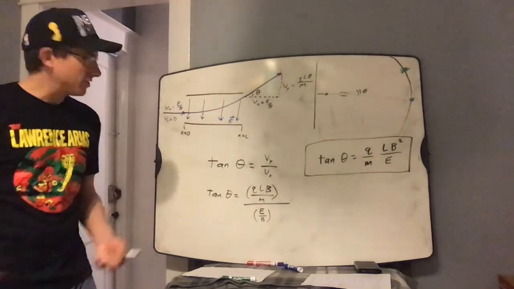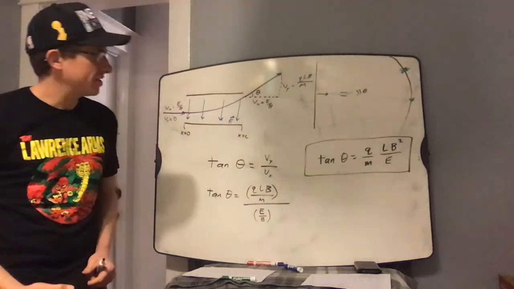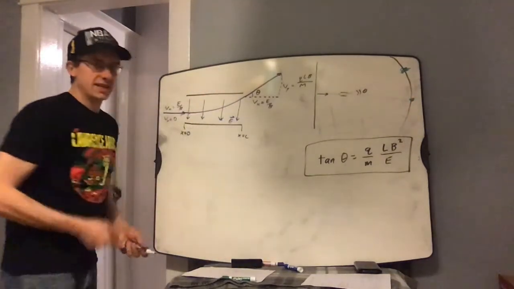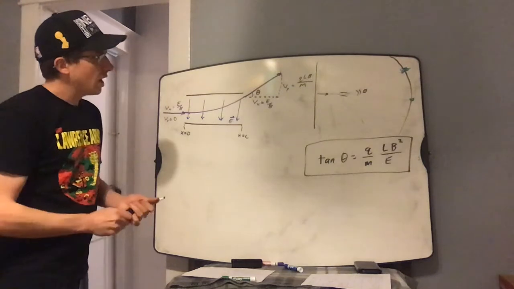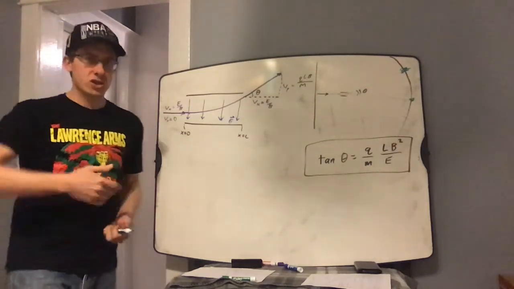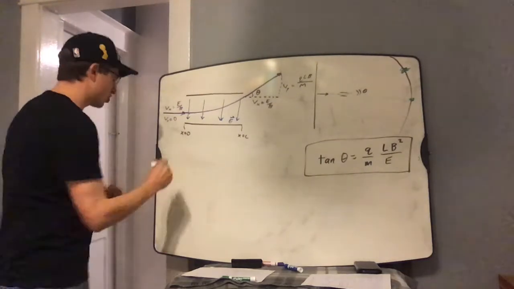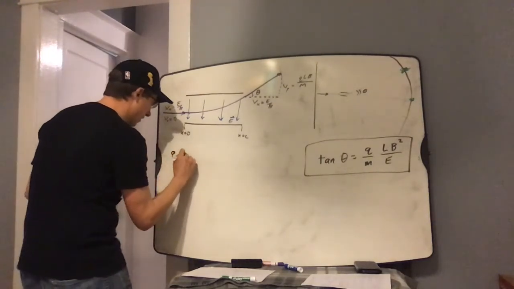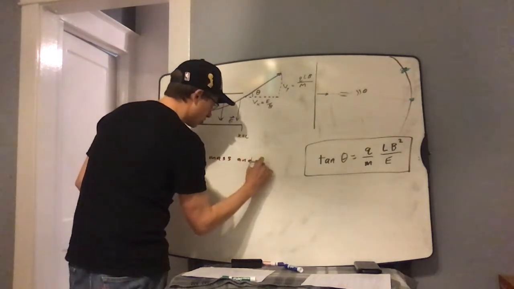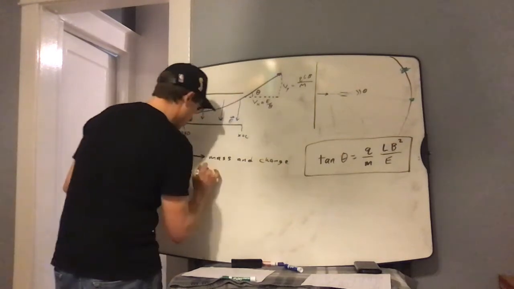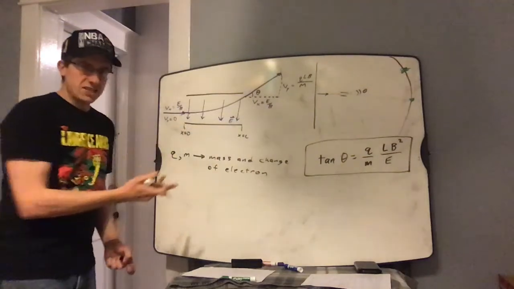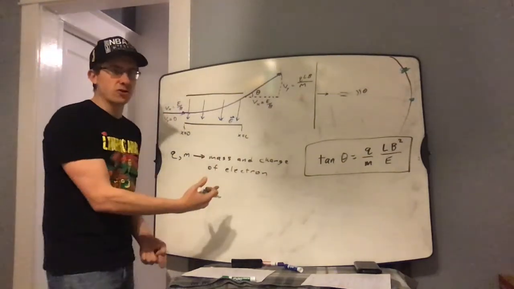Okay, so why is this result interesting? What are we actually seeing here? There's a reason I decided to write this result in this particular form. Let's think about Q and M. Q and M are the mass and the charge of the electron. These are properties that are inherent to this particle itself.